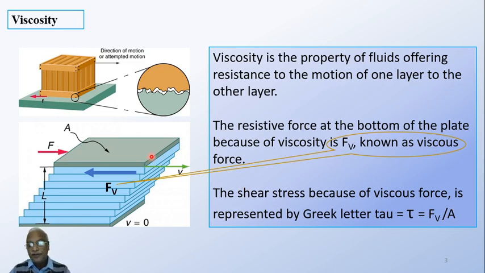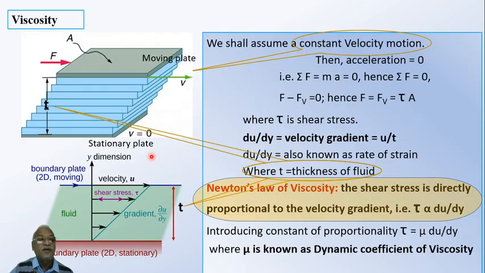Okay, we'll go to the next slide. Here a lot of things are written. The picture shows the top plate moving at a velocity of v under the application of force F. The area of the plate is A, and at the bottom there is a stationary plate, and in between there is a filling of fluid, and the thickness of the fluid is shown as t.